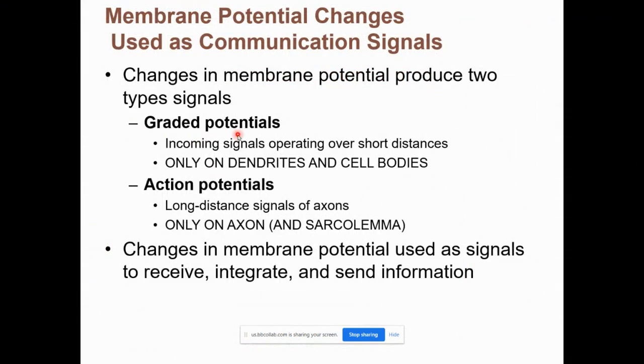All right, so graded potentials just work over short distances, and this is the electrical impulse that happens on dendrites and cell bodies. But when you get to the axon hillock, that's when an action potential could be generated. So action potentials are long distance signals. They're all or nothing. They either happen or they don't. And they're only on axons. They start at the axon hillock and they end at the axon terminal.